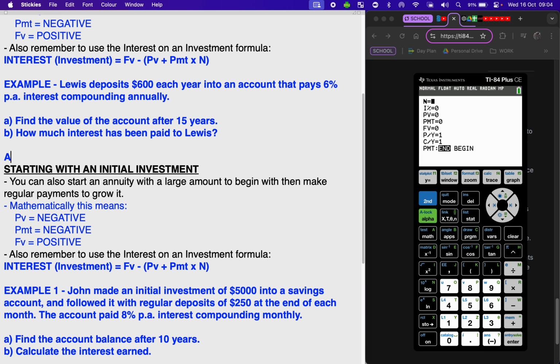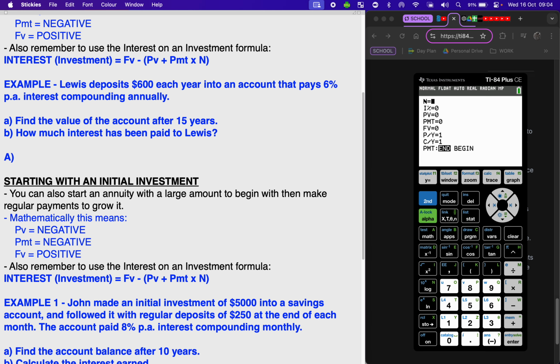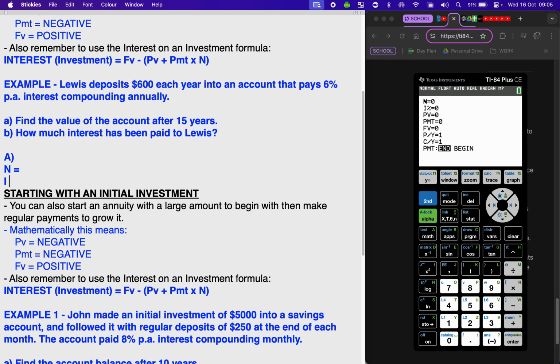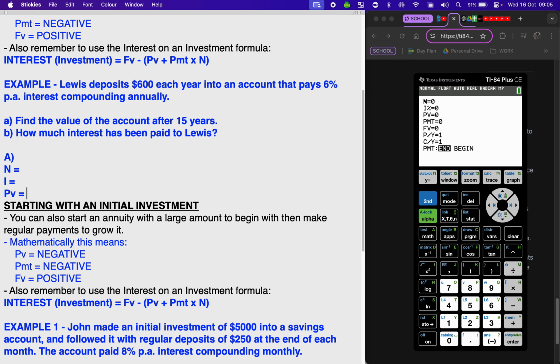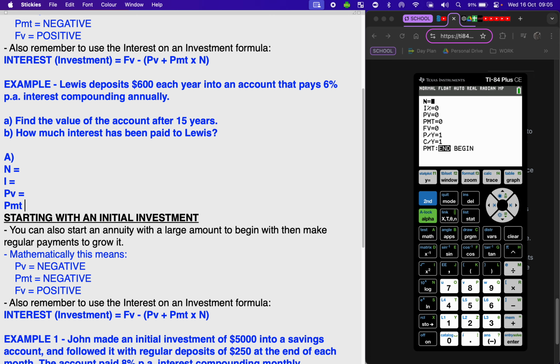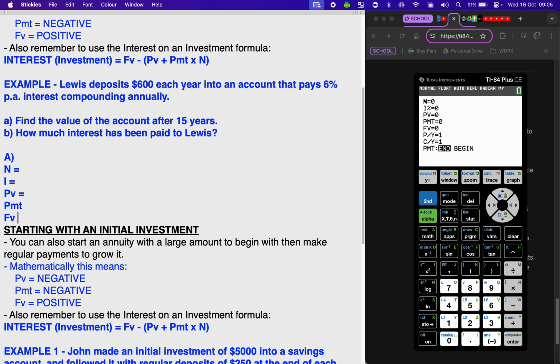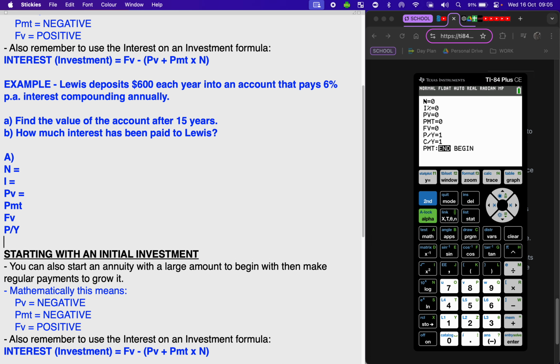With these questions from now on, because I've shown you how to use TVM all the way to Year 12 general maths, as soon as it says compounding interest, use TVM Solver. How do I show my working for TVM Solver questions? You write what you're entering: N, I, PV, PMT, FV, PY, and CY.